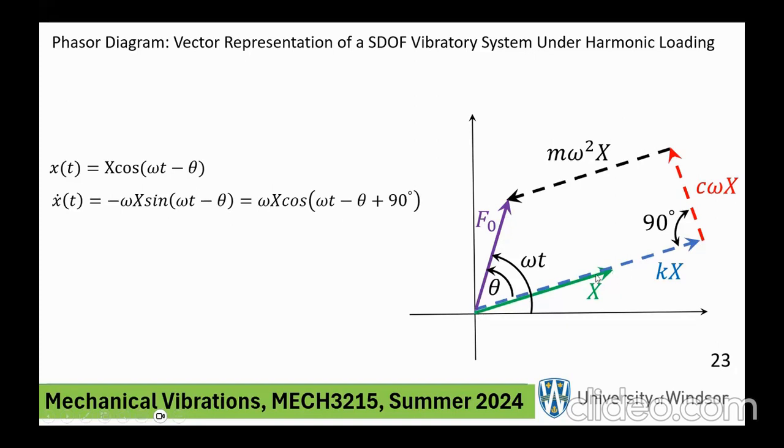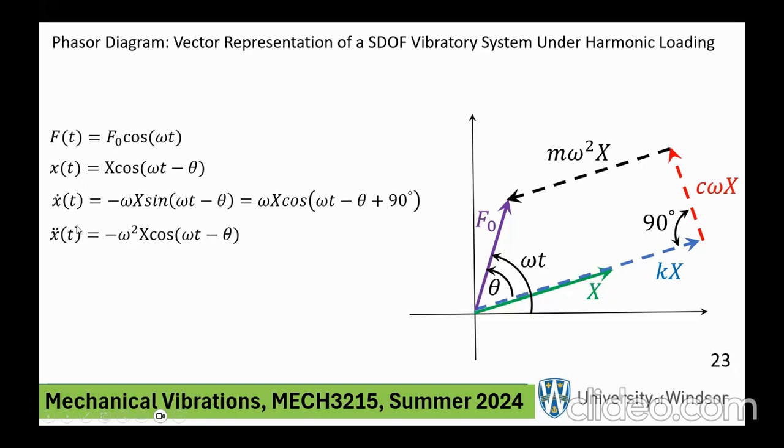Steady state response is the green one. Spring force is k times the green one, which is this blue dashed one, kx. Damping force is 90 degrees ahead of the spring force, magnitude c omega. Another way of looking at it, this damping force comes from velocity. Velocity leads the displacement by 90 degrees. You remember that stuff? Okay, there we are.